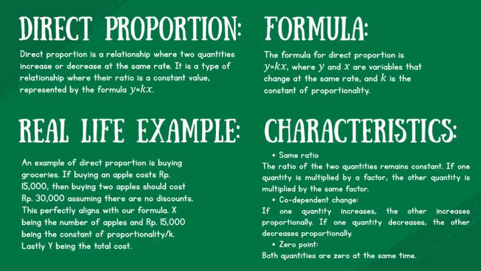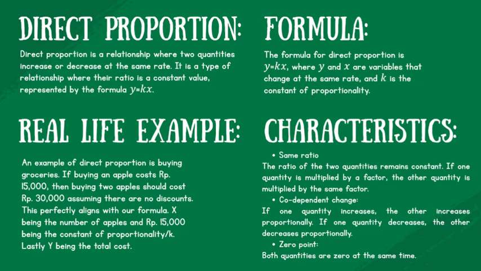Now, a real life example of direct proportion is buying groceries. If an apple costs 15,000 rupiah, buying 2 apples should cost 30,000 rupiah, assuming there are no discounts. This perfectly aligns with the formula I've mentioned before, y equal to kx. X being the number of apples, 15,000 rupiah being the constant of proportionality, otherwise known as k, and lastly, y being the total cost of everything.